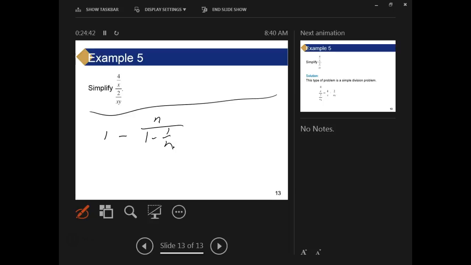Okay? So, let's deal with that first one. Just that. And what is the least common denominator of that? N. Okay, and what do we do with the n? Multiply it by numerator and denominator.